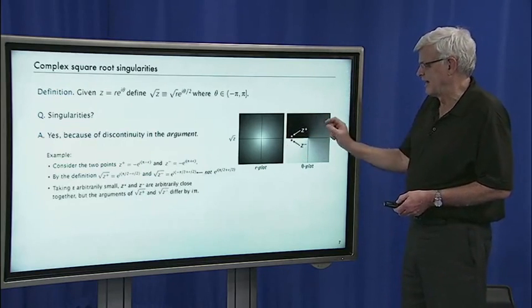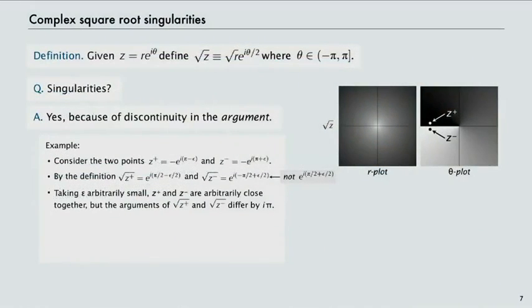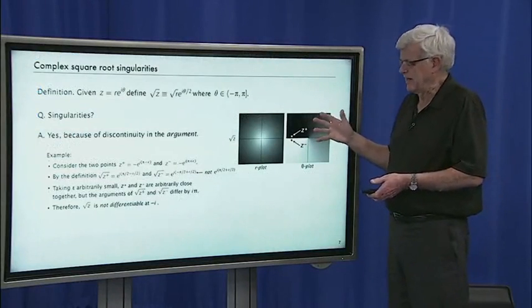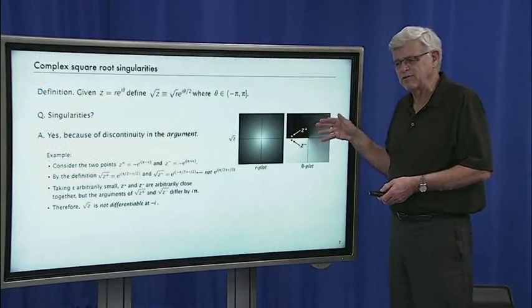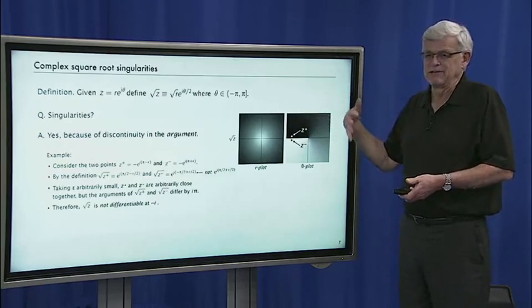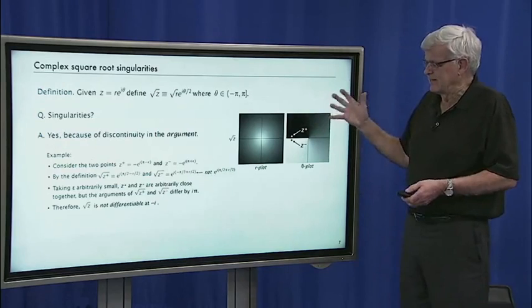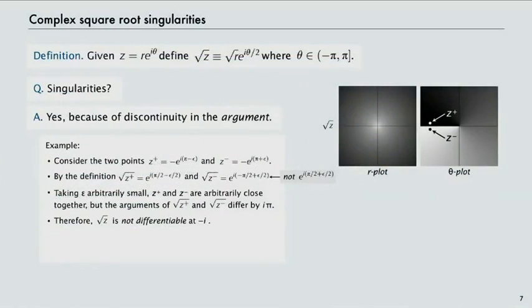And what that means is that if you take these things arbitrarily close, epsilon arbitrarily small, these things come arbitrarily close, but their arguments differ by i pi. So that means that they don't get close together. The functions don't get close together when the values get close together. And if you go back and look at the definition of differentiability, that means that it's not going to be differentiable. And not differentiable means it's not analytic. It means it's a singularity.